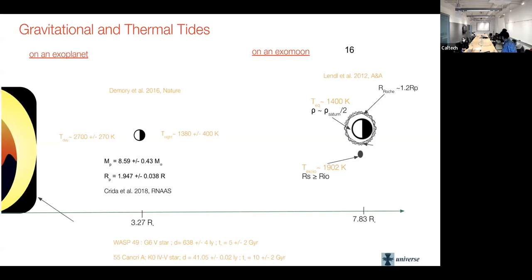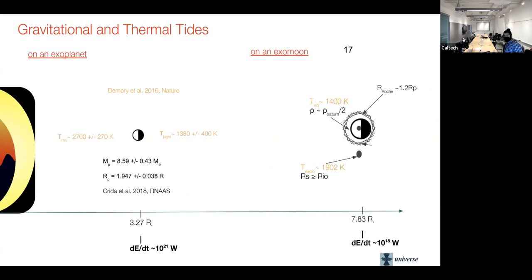And next is the heating rate. So the heating rate, just for reference, is 10 to the 21 watts, 10 to the 18 watts. Io's total heating rate is 10 to the 14 watts. So we're working in a regime that's 6 to 7 orders of magnitude higher than Io itself.